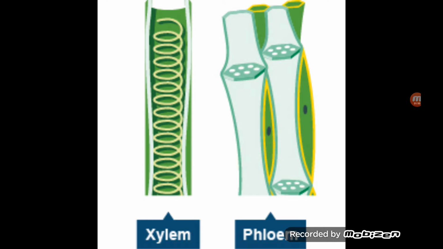And phloem has sieve plates, which are end walls with little holes in. And it also has companion cells, which enable the cells to stay alive. Lignin are dead cells, phloem are alive, and they need the companion cells to do the cellular processes, all of the mitochondria, the ribosomes, the nucleus, everything that the cell would need to do. And that allows the main tube part of the phloem to get on and transport sugars around the plant, which have been produced by photosynthesis.